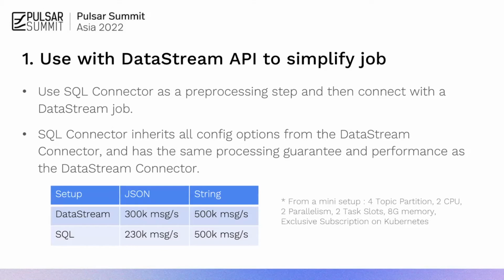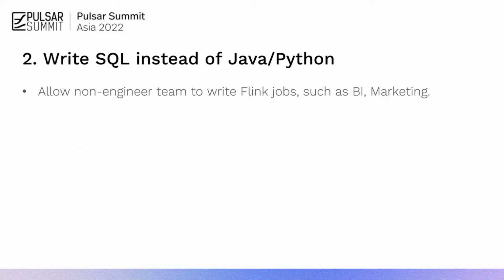If we look at this very simple benchmark, which aims to detect if there are any performance differences between the DataStream and the SQL connector, we can actually find that they perform nearly the same. The only difference is the JSON. This is because the SQL connector introduced another layer of deserialization and serialization. However, this difference is totally acceptable.